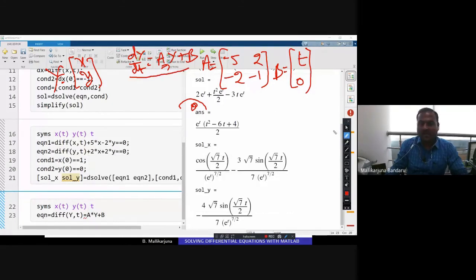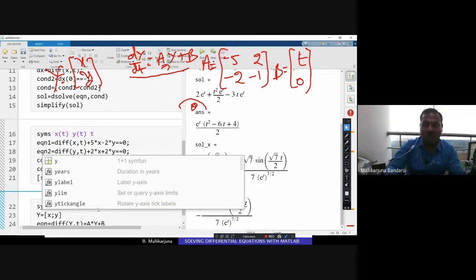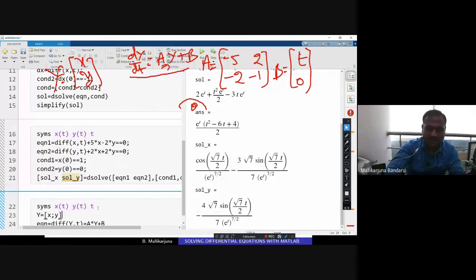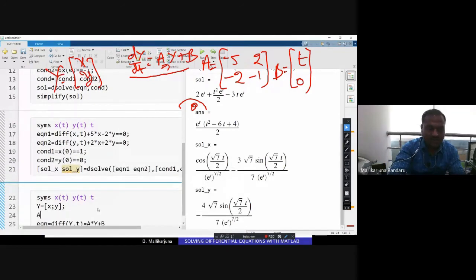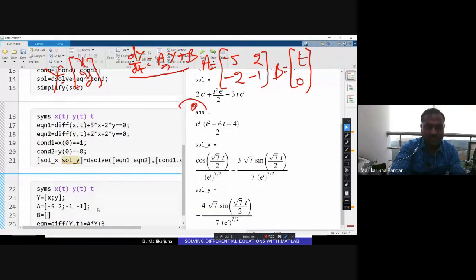Now we have to assign what is the capital A, what is the capital Y, and what is the capital B. Capital Y is nothing but x colon y, because it is a column matrix. Next, what is A? A square matrix: -5 2, next row -2 -1. Next B, the constant matrix: t colon 0.